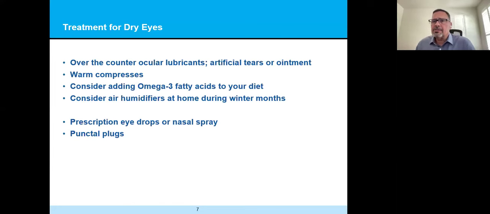Omega-3 fatty acids also have been proven to help in the treatment of dryness. Always check with your medical doctor to make sure you are okay to use those, since it's a tablet that you will be taking. Humidifiers at home are an easy thing to do also to treat dryness on your own. Now, if that's not enough, then there are prescription eye drops that can be given, or prescription nasal sprays that will help in the production of natural tears. There are punctal plugs, which is an office procedure, and other things that can be done in the office to also help with treatment of dryness if the over-the-counter measures are not helping.